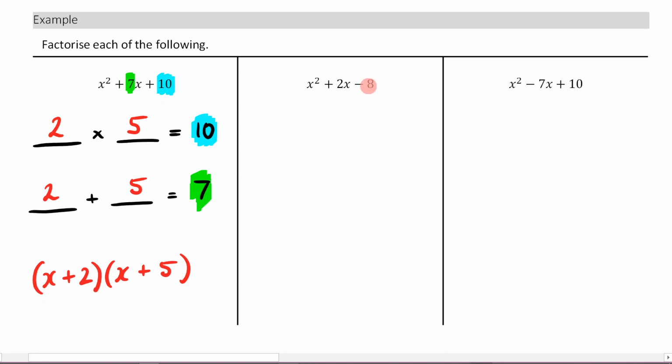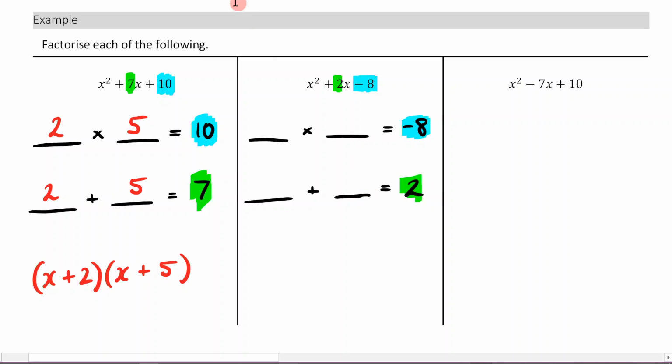So here's negative 8. That means I'm going to have to think of two numbers that multiply to give me negative 8, and two numbers that add to give me 2. Let's just color code it so that we're all very clear. This negative 8 is the constant, and then that 2 is the coefficient of the x right there.